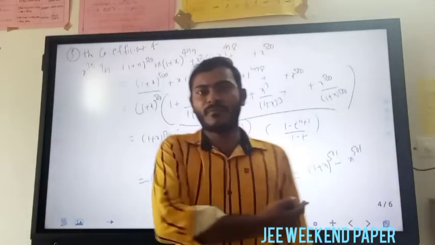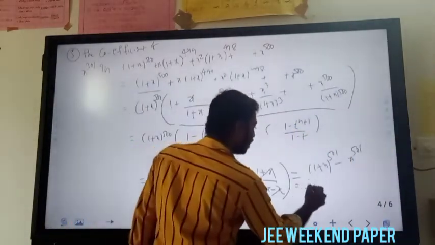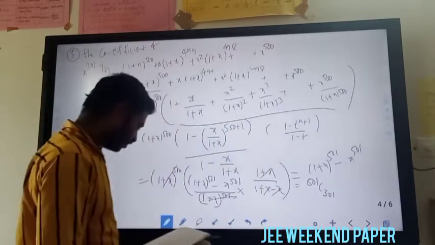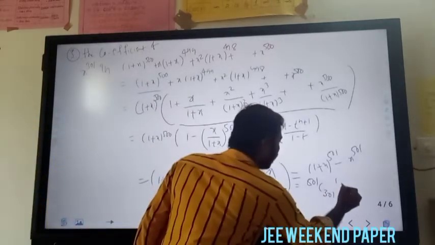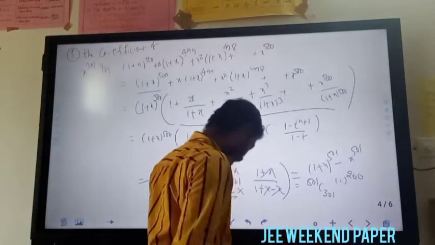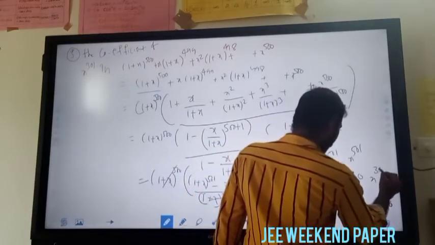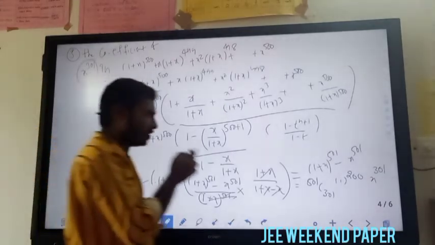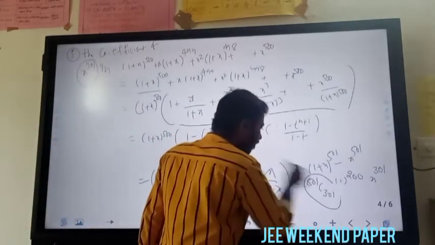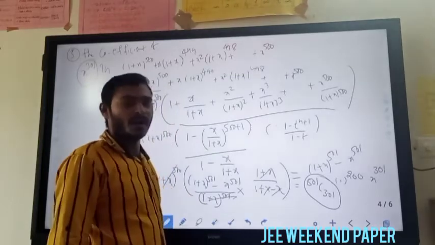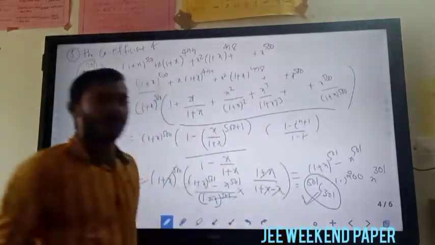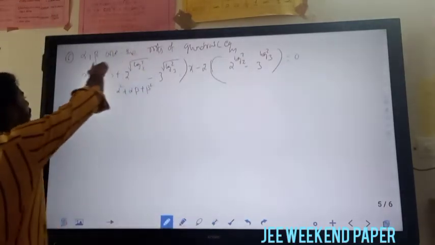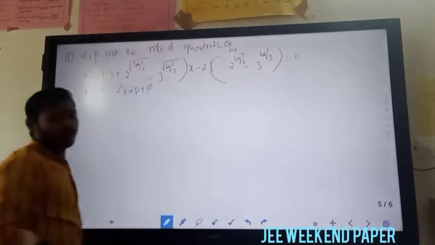Now which term will we get? Simply it can be written as 501 c 301, here 1 power 200 and x power 301. So they are asking the coefficient of x power 301, which is nothing but 501 c 301, which is our required answer. Right.